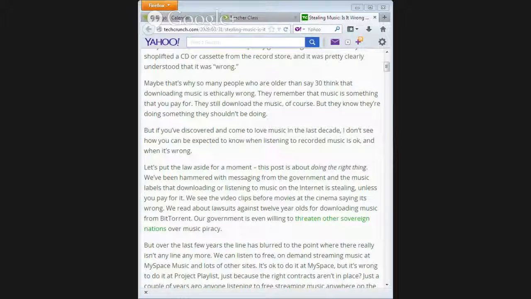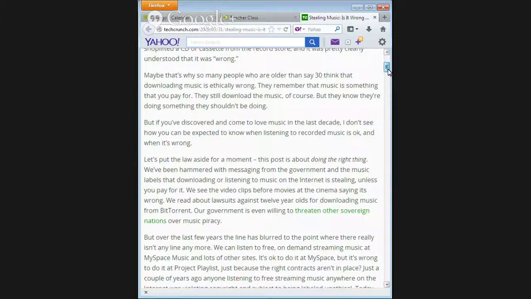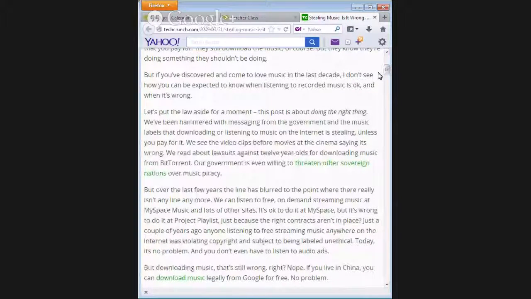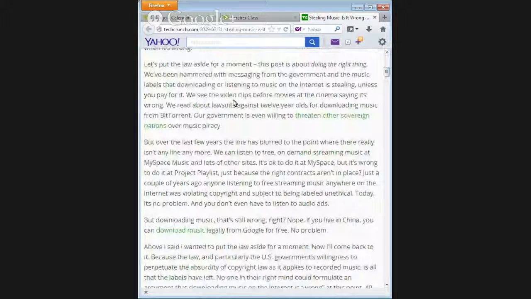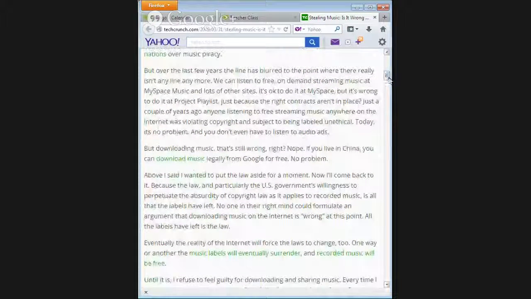So in the first sentence, it says that people who are older than 30 think that downloading music is ethically wrong. So although downloading music is common and there's not really many laws against it, they feel like it is still stealing, which they know to be absolutely wrong. So if you ever want to talk about something that's wrong based on nature, then you can call it ethically wrong. Okay. Let's see. Nothing really fancy in that paragraph. Paragraph five.